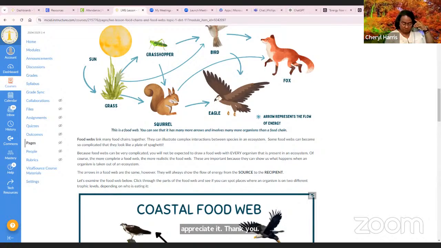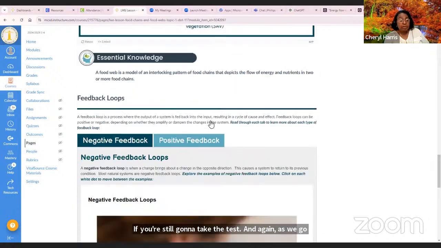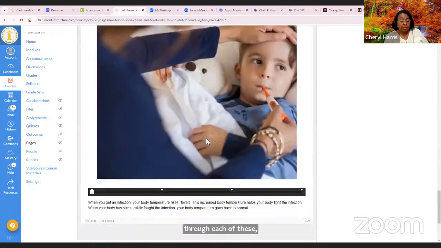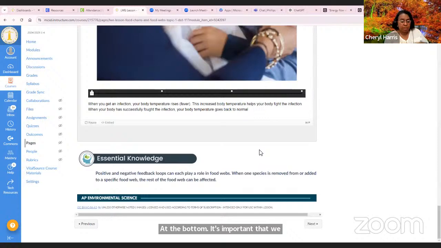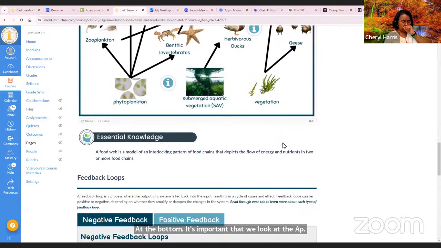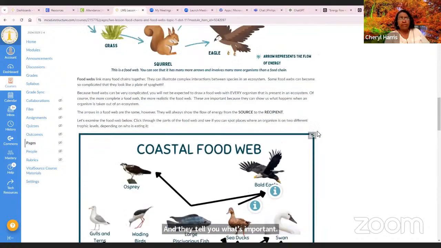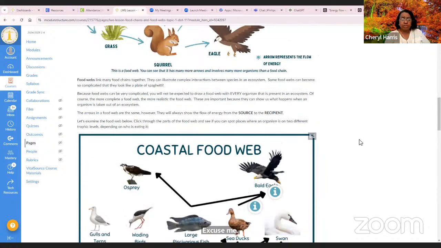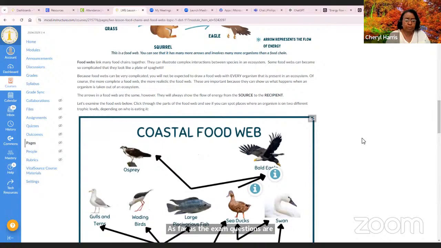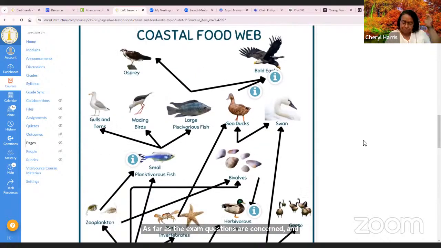All right, so I made a note to remind me to ask you next Friday if you're still going to take the test. And again, as we go through each of these, at the bottom, it's important that we look at the AP tips, and they tell you what's important as far as the exam questions are concerned. Yesterday we looked at a sample exam question. It kind of looked like this.